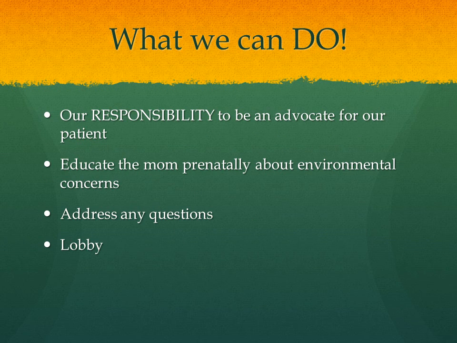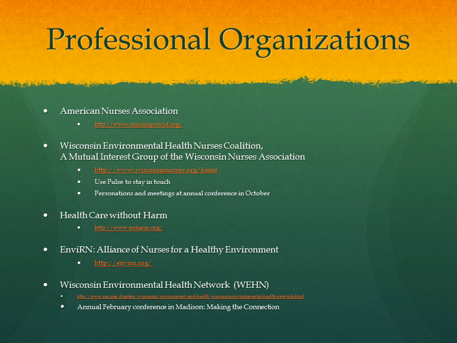So what can we do as nurses? It is our responsibility to be an advocate for our patients, whether that's on the individual or the systems level. We can teach our patients and educate them prenatally about environmental concerns, the food choices that they eat, and the fertilizers that they lay on their grass at home, and we can address any questions they may have. And lastly, on the systems level, we can lobby. We can talk to our politicians and ask for new regulations to be set to help environmental health all around. Then we have some professional organizations listed here that you can access for further information. Just a few of them are the American Nurses Association and the Wisconsin Environmental Health Nurses Coalition, and the others are listed there with links to their websites that you can access.